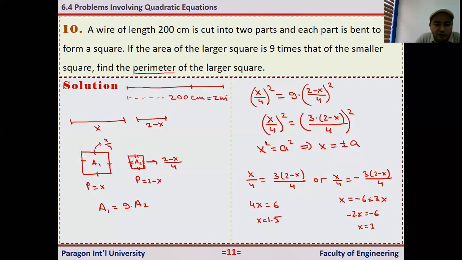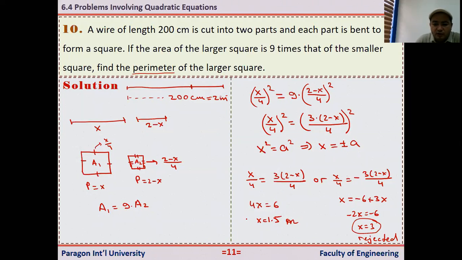So actually this total length is 2 meters here. So this x cannot exceed 2, right? So it should be less than 2. That's why this answer is rejected. So x equals 1.5 meters.